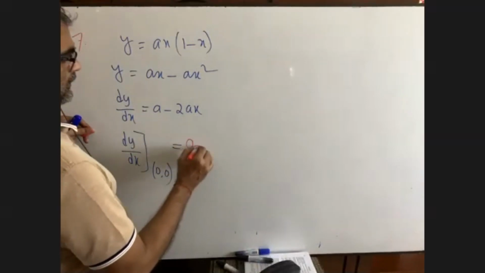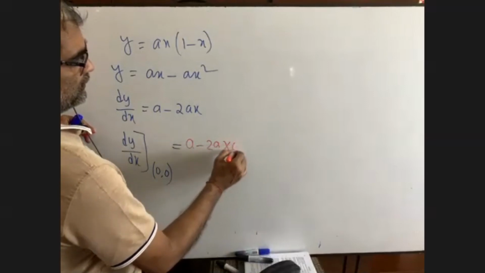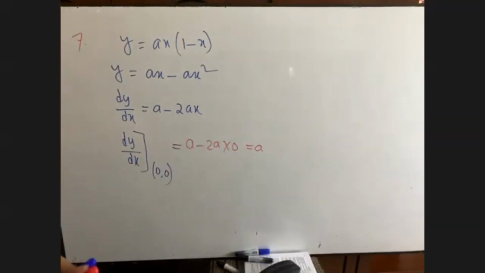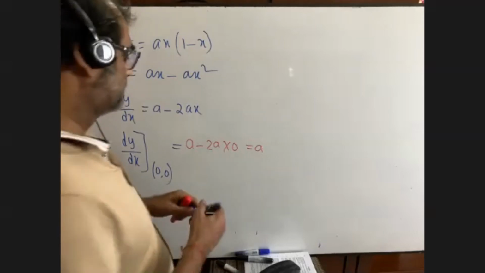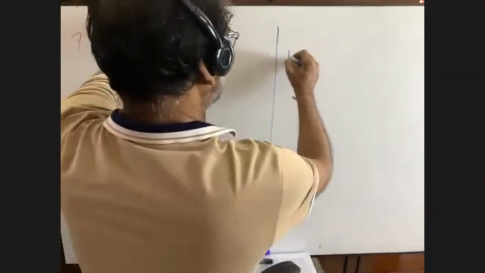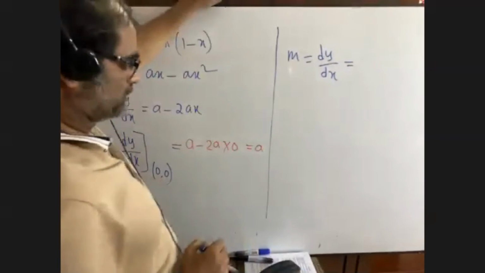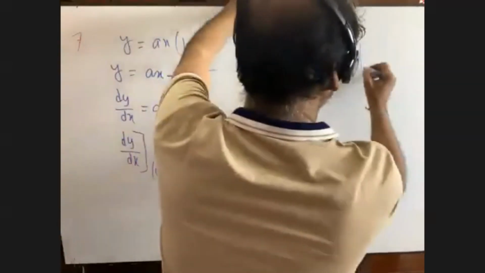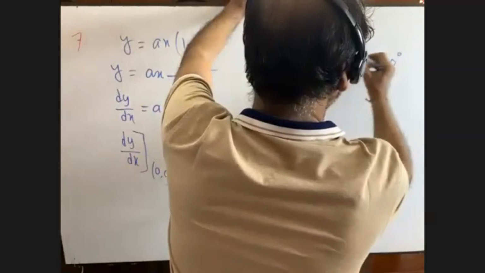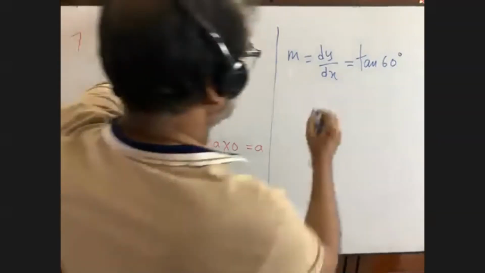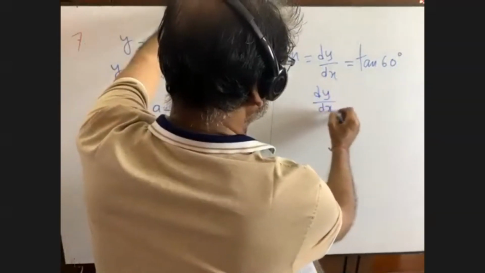A minus 2a into 0. It is equal to what? A. Is it okay? Now it is given in the question that m equals dy by dx, and m equals tan theta, tan 60 degrees. That means dy by dx equals to what? Root 3.